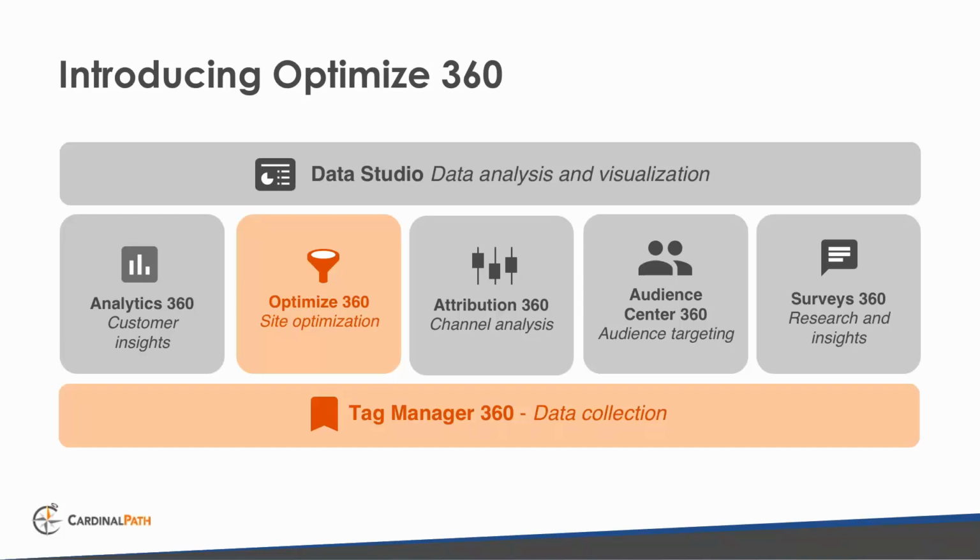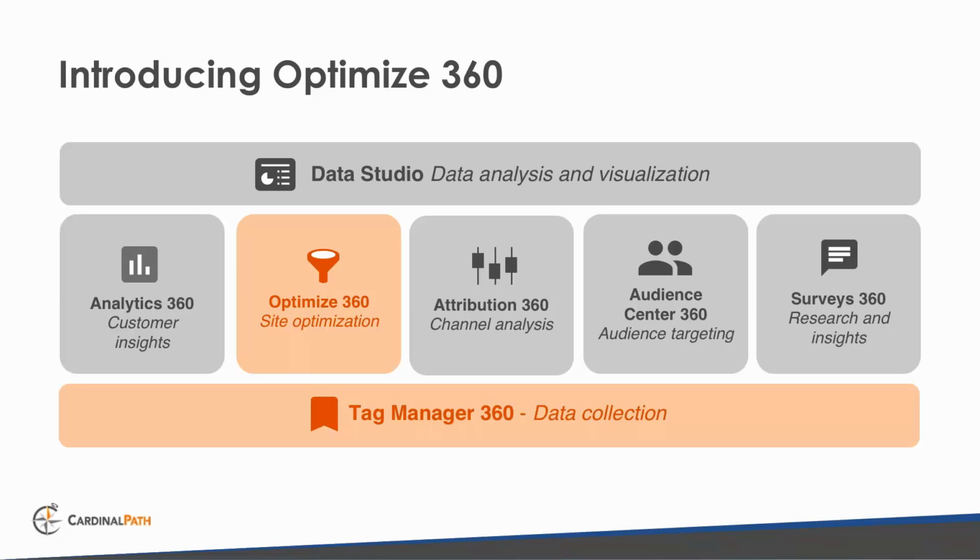So enter Optimize 360, Google's site optimization product, which helps marketers deliver more personalized online customer experiences. Optimize 360 sits within the Google Analytics 360 suite, which is made up of 7 products focused on measurement and insights. Today we're focusing on Optimize 360, but I've also highlighted Tag Manager 360 as it's included for free with the purchase of Optimize 360.